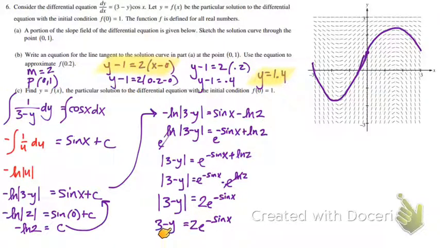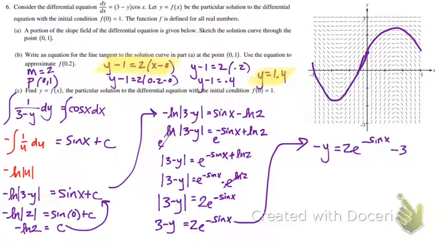All right, so last thing we need to do to isolate y, we need to get 3 over to the other side by subtracting it and then divide by the negative last but not least. So if we subtract the 3, we get negative y is equal to 2e to the negative sine of x minus 3. And then divide by that negative 1 in front of the y to get y equals negative 2e to the negative sine of x, and then plus 3. And that is our final answer for our particular solution. All right, that was a lot of work for that one, but that was our last example for today.